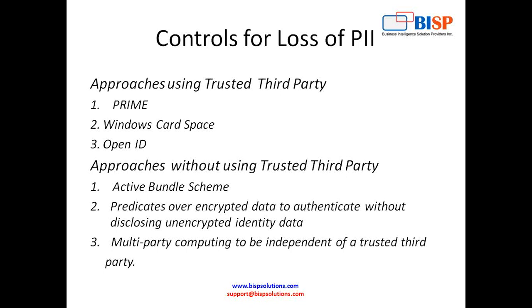The other one is where encrypted data is used to authenticate without disclosing the unencrypted identity data. So there are differences between unencrypted and encrypted data, which it predicates and uses to authenticate. And the third one is multi-party computing. Whenever you use distributed computing while approaching the security issues, the loss would be minimized. So those are the approaches without using a trusted third party.